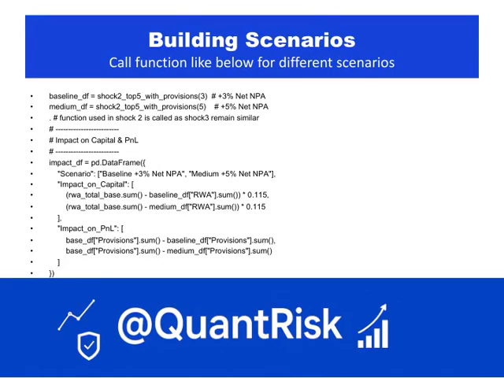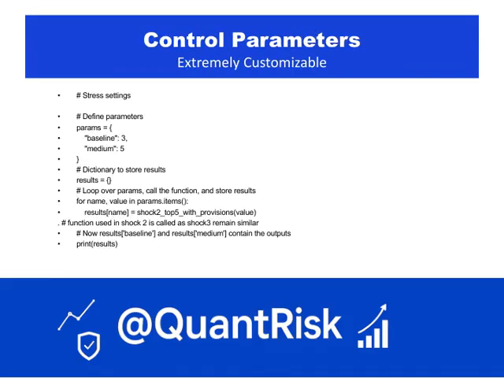Build scenarios. Call solver for baseline, plus 3% NPA, and medium, plus 5% NPA. Compute impact on capital equals change in total RWA times 11.5%. Compute impact on P&L equals change in provisions. Control parameters: highly customizable in Python. Stress settings can be stored in a dictionary, looped over, and results saved for baseline and medium scenarios.